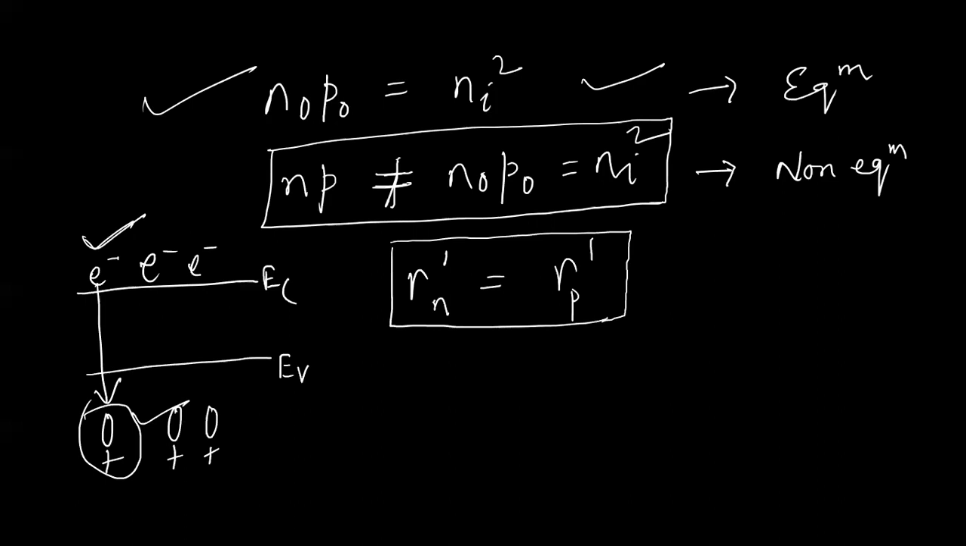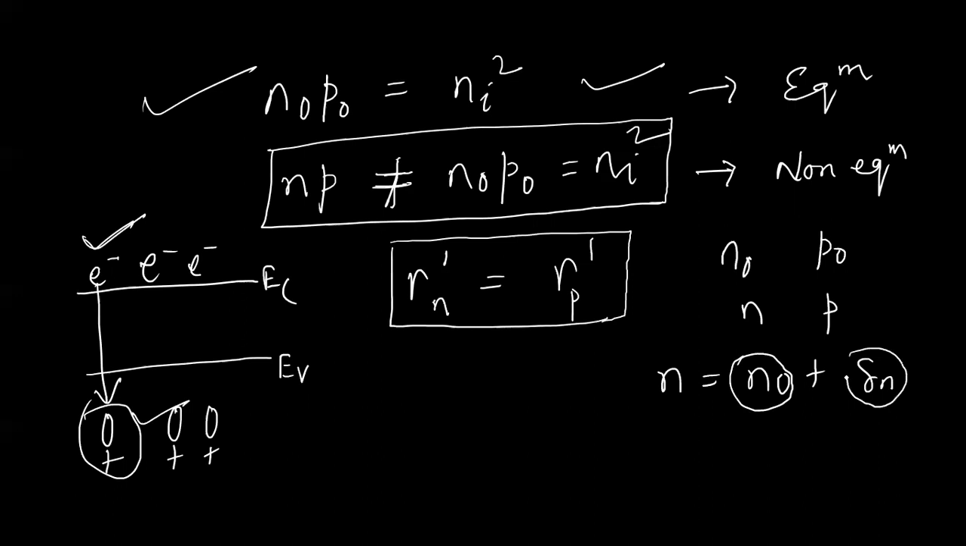So mathematically, if you want to write the variation of these excess carriers, initially it was N0 and P0, now it became N and P. So we said N is equal to N0 plus delta N. This term N0 is independent of time, it is constant throughout. Now this delta n is a function of time. That's why your n will also be a function of time, because delta n is a function of time.